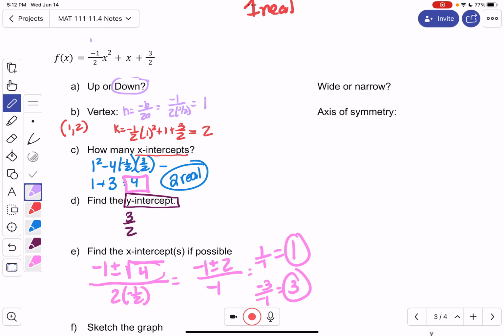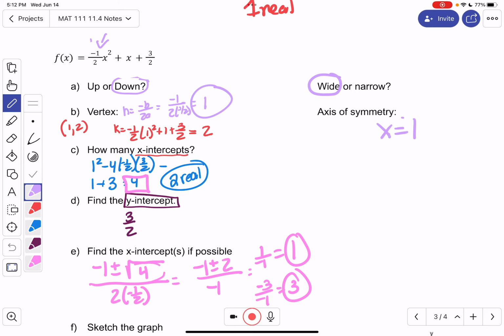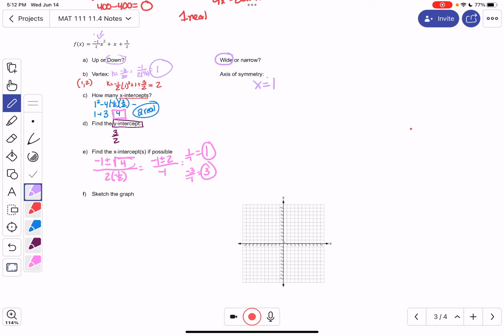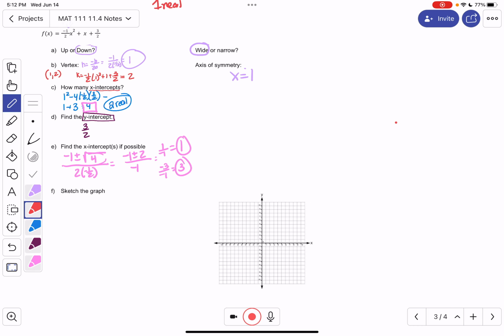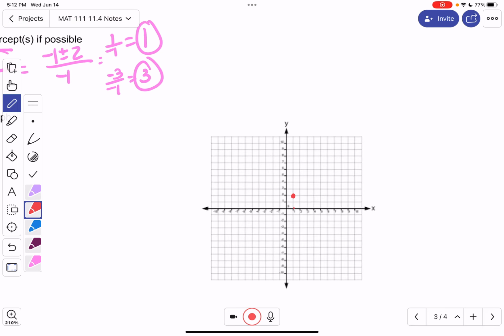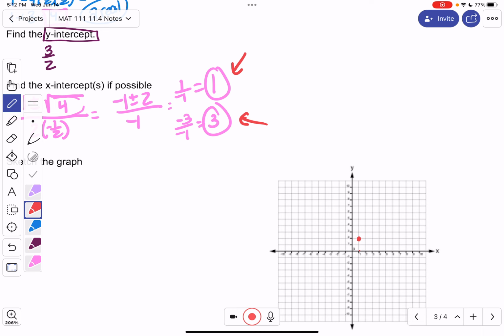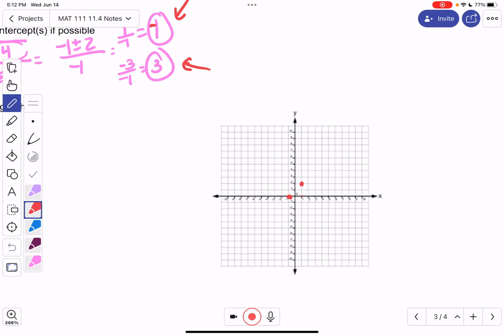Wide or narrow? Well, that's a fraction, so it's going to be wide. The axis of symmetry is x equals h, which we said over here was 1. So x equals 1. Now let's graph what we found. So we said the vertex was 1, 2. There's our vertex. We said the x-intercepts were 1 and 3. Well, that doesn't work. Negative 1 and 3. That's one thing: we know if they don't line up, it's not working. So graphing is also a good way to check.